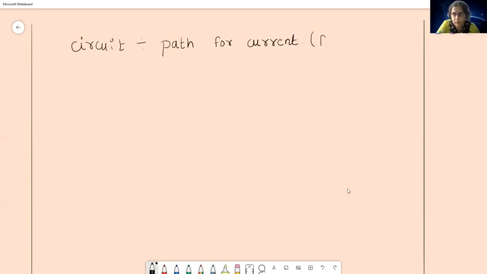Current is a flow of electrons. So in this circuit, you can have many components. You can have some electrical component or circuit components. So what are those circuit components? These circuit components can be a battery.